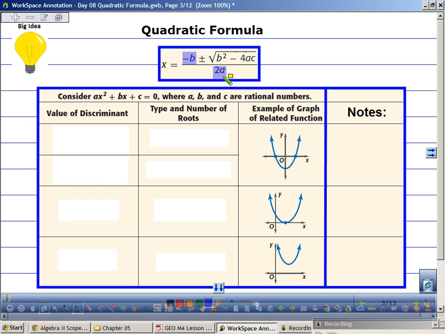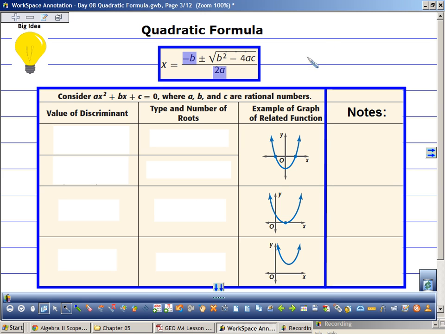Notice this. What's this? What does negative b over 2a give us? The axis of symmetry.